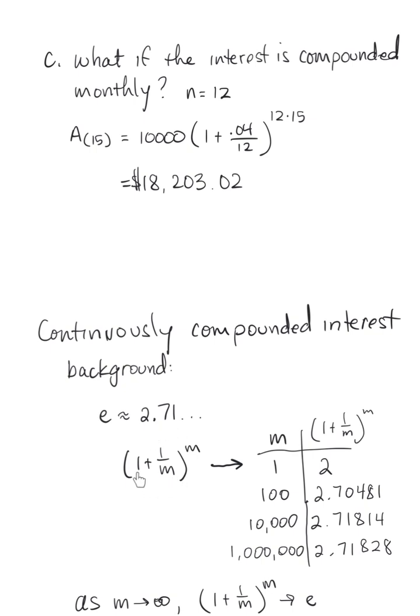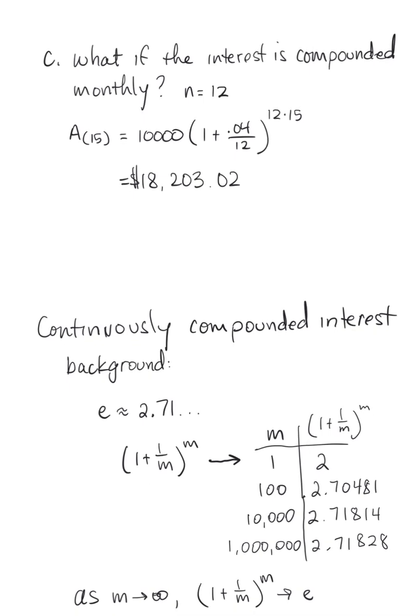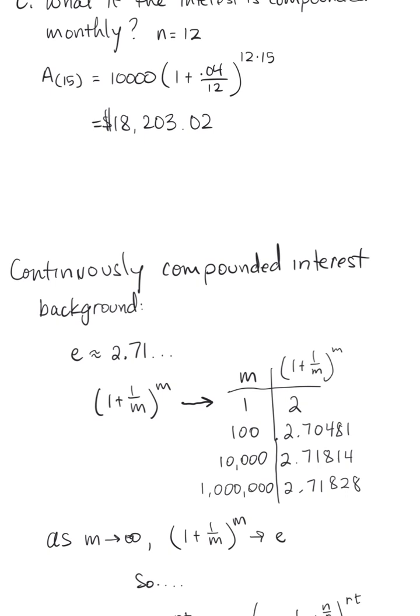So this ratio right here, 1 plus 1 over m, to the power of m, is an exponential expression. And this table here illustrates, as you increase m from 1 to 100 to 10,000 to 1,000,000, as m increases, what happens to the value of this overall expression? So if you plug a 1 in for m, you're going to get 1 plus 1 over 1, which is 2, raised to the first power, which is 2. If m changes to 100, this grows to 2.7048.